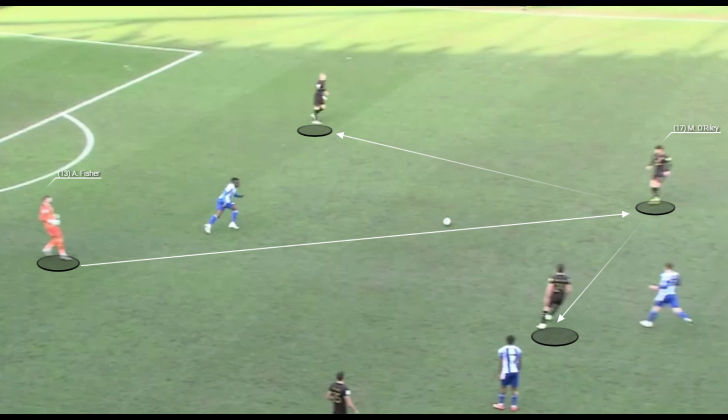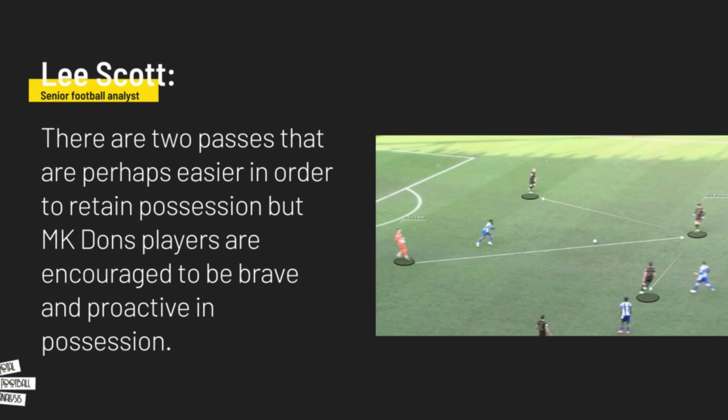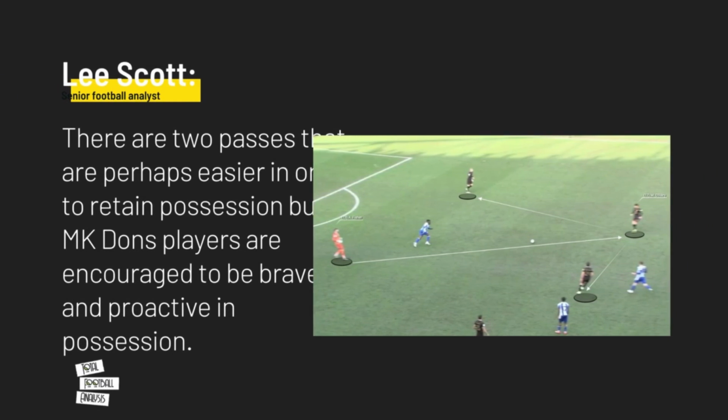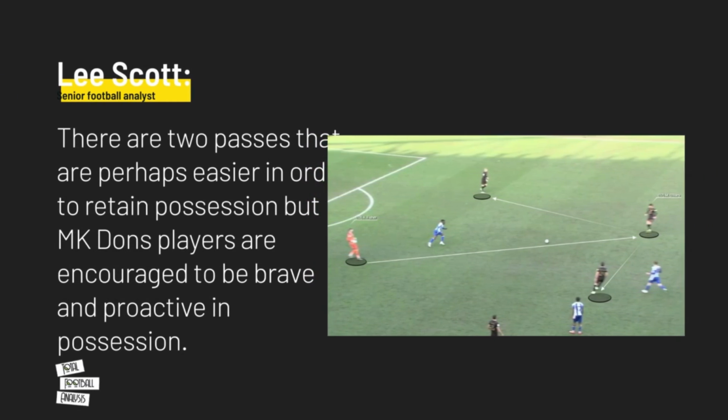In this example, we see this as Fisher is initially in possession, 25 yards out from goal. As he is pressed, he could be forgiven for looking for a longer pass in order to escape the pressure. Instead, he has the composure to find the feet of the rotating midfielder, who receives and then turns to attack forward and through the lines. There are two passes that are perhaps easier in order to retain possession, but MK Dons players are encouraged to be brave and proactive in possession.